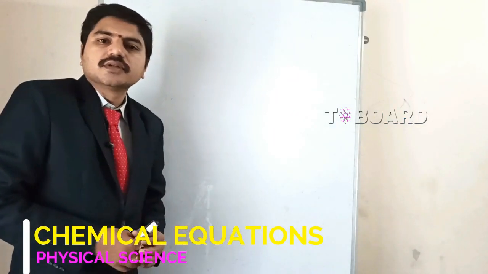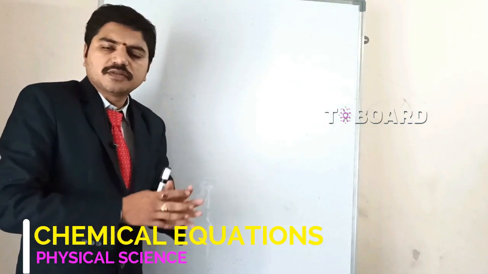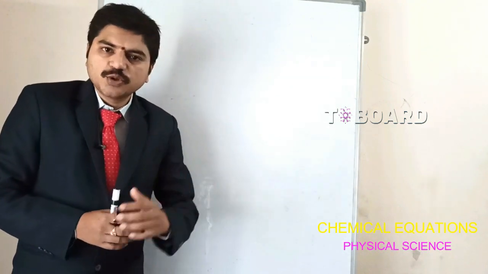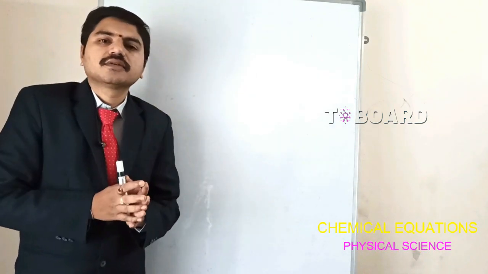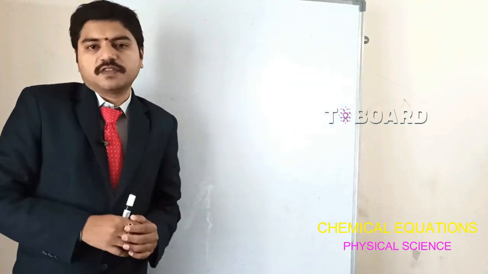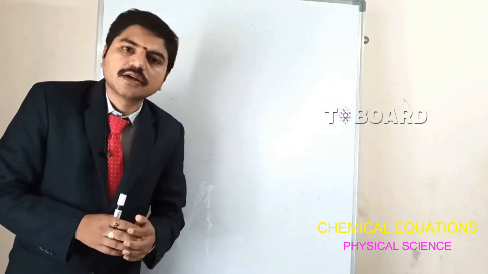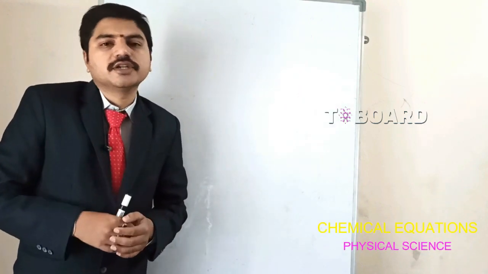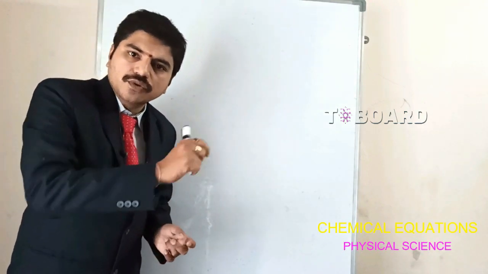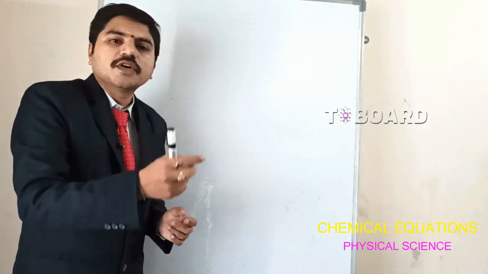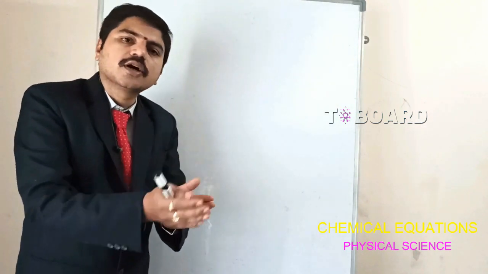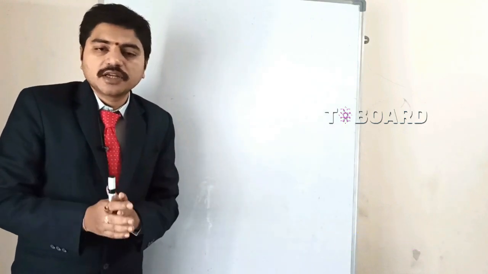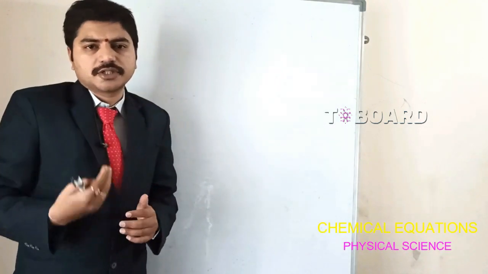Chemical equations. In our daily life we see different types of chemical reactions. We already know that chemical reactions are a part of our life. For example, our food digestion, cooking food, or mixing one object into another. Each and every one of these is a chemical reaction.